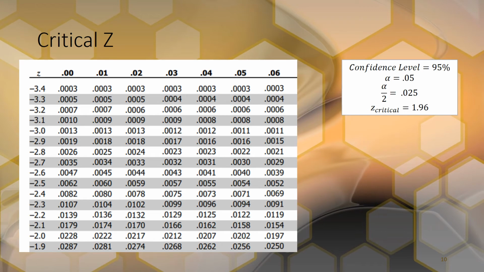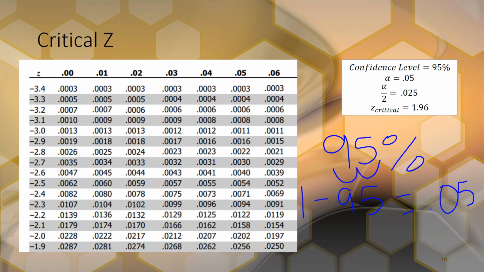So to get our critical z, you need to know your confidence level. So I'll say it's 95%. Now you're going to put that in a proportion form, so 0.95. Then take 1 minus the 0.95, and you get 0.05. And that is going to be called your alpha level. So 1 minus your confidence level equals your alpha.